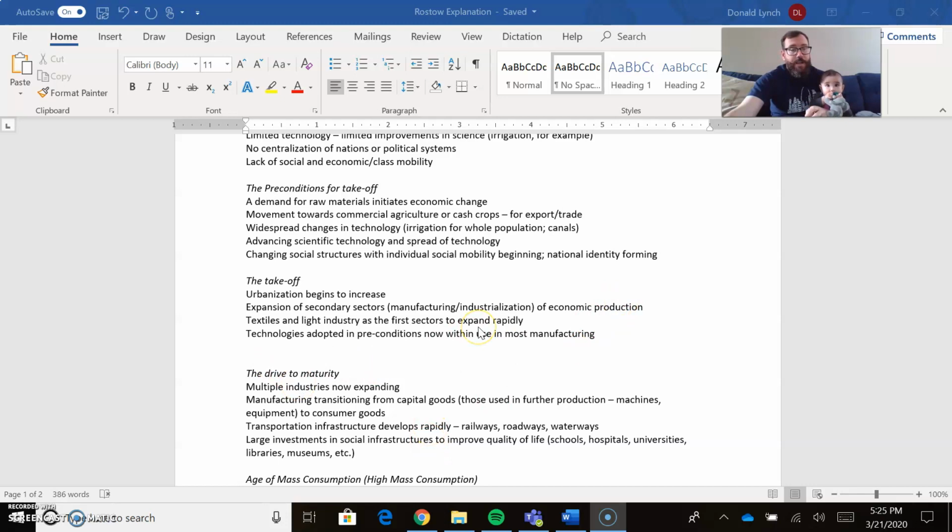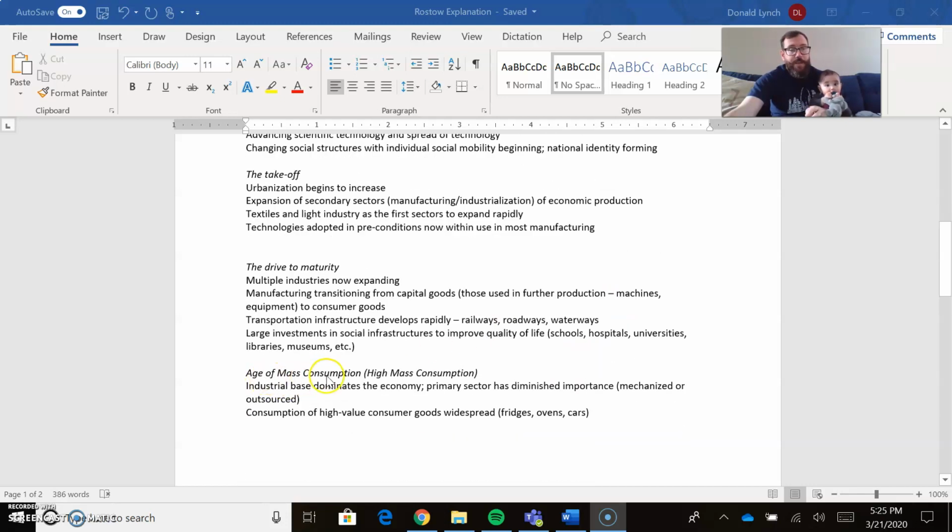And then finally, the last stage is what we call the age of mass consumption or high mass consumption. Essentially, we've moved away from primary sector economy. Not many people working in that. Either it's mechanized or it's been outsourced. And industry is really the base of our economic production at this point.